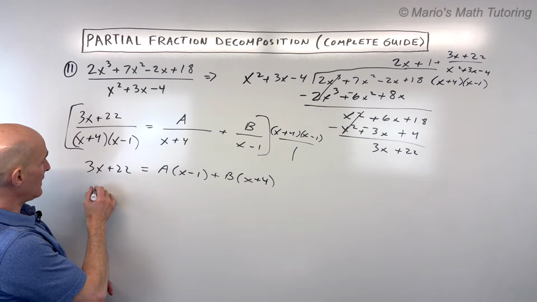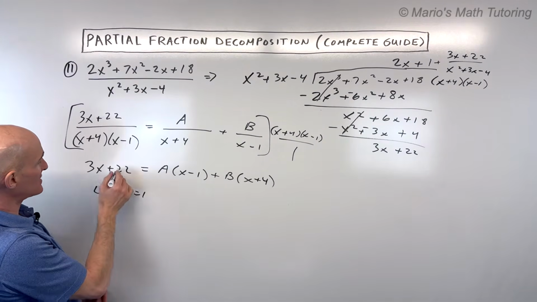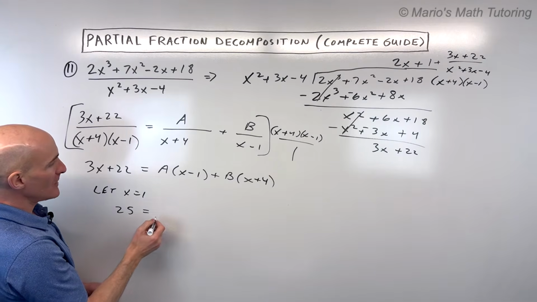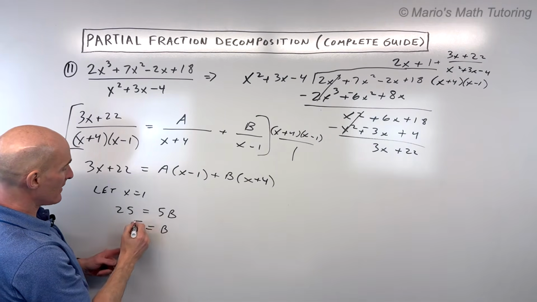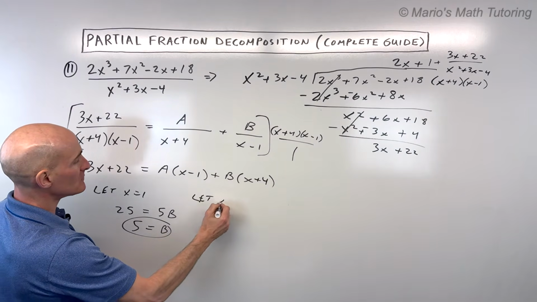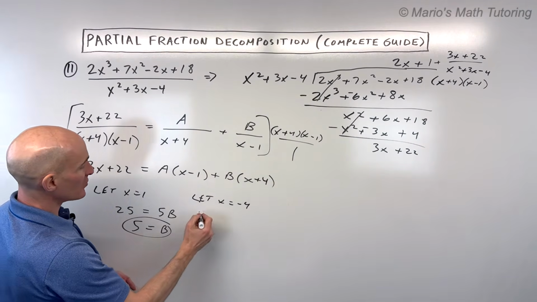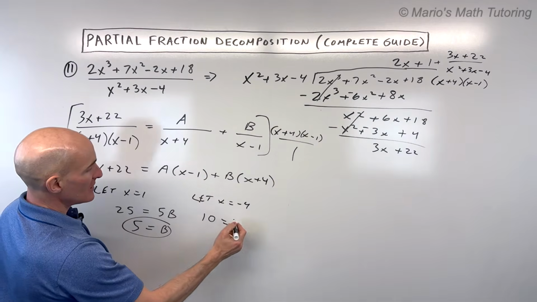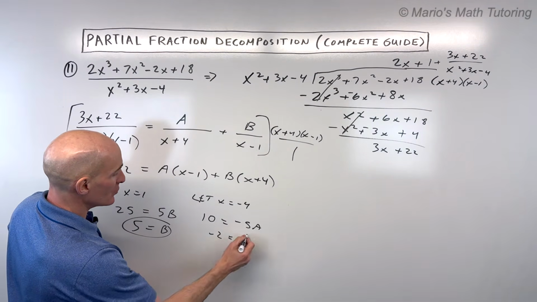We're going to say let x equal 1 to make this term 0. So that's going to give us 25 equals 5B. Divide by 5, so B is equal to 5. Okay, that worked out nicely. And if we let x equal negative 4, that's going to zero out this term. That's going to be negative 12 plus 22, which is 10, equals negative 5A. So A is equal to negative 2.